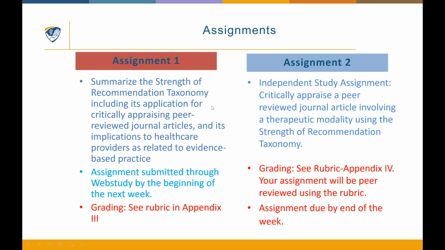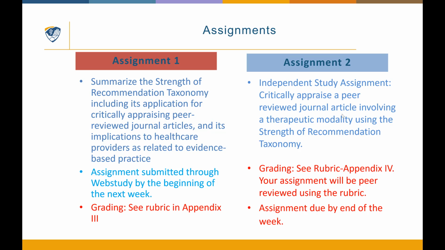The other assignment is to give you practice at actually performing a critical appraisal. And what I want you to do is to find an article, use the SORT, and appraise that article. It's due at the end of the week, and you're going to turn it in, and then I'm going to give it to a peer in the class, and they're going to use the rubric to grade it. So you're going to grade someone else's paper.